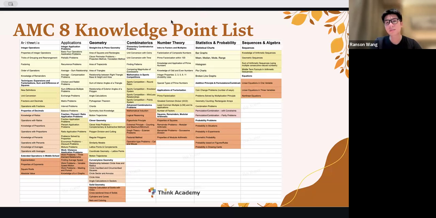Under statistics and probability, there's one very, very important topic, which is called combination and permutation. So permutation and combination will definitely appear in the MCA. If you haven't already learned permutation and combination, definitely go ahead and learn about it, because that will appear in every year's MCA test. The last one is sequence and algebra.